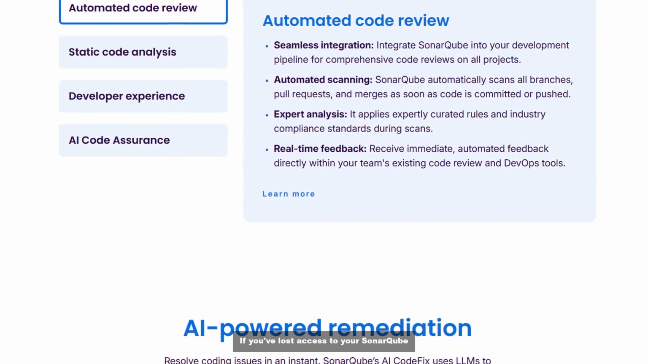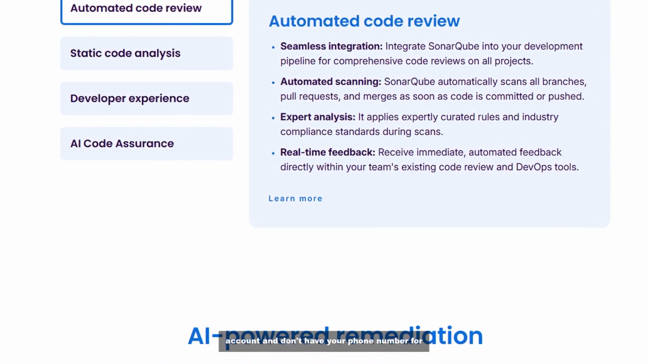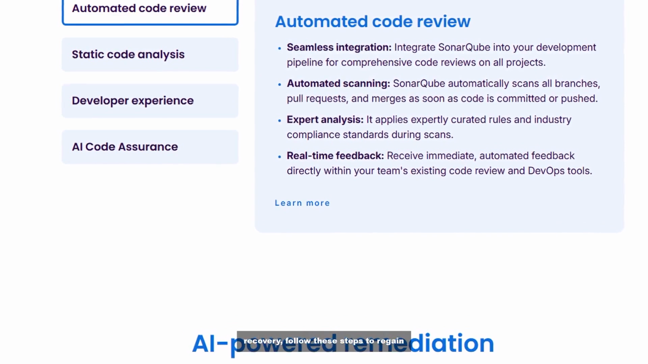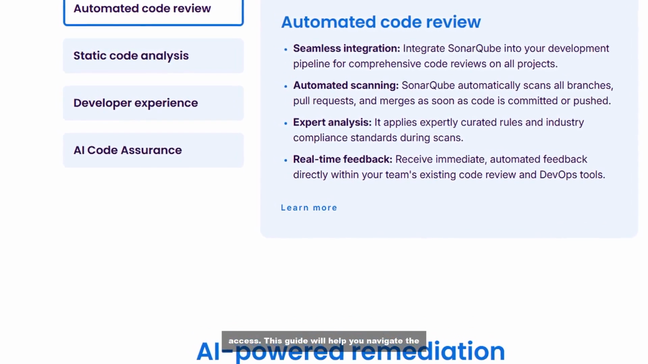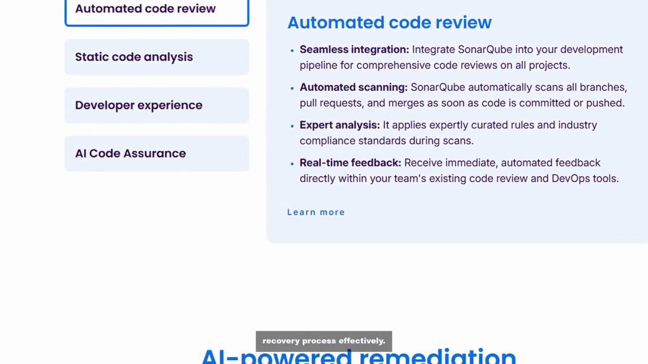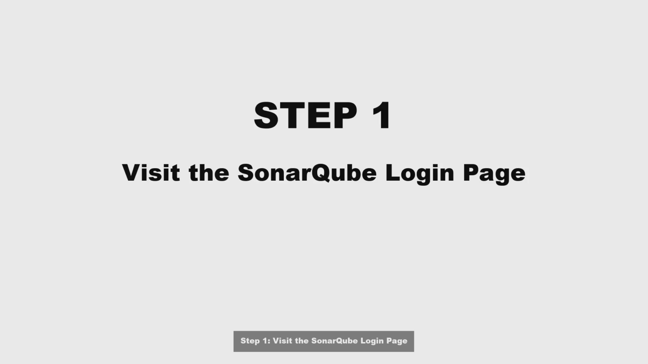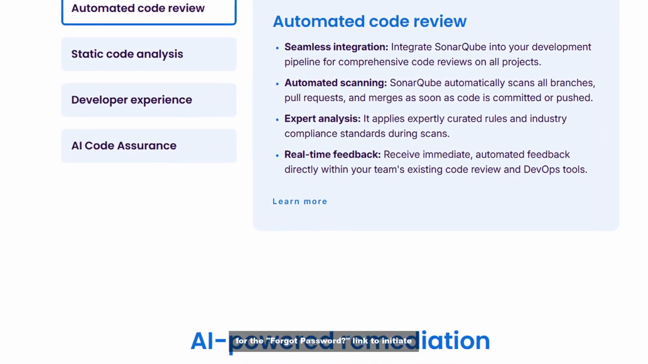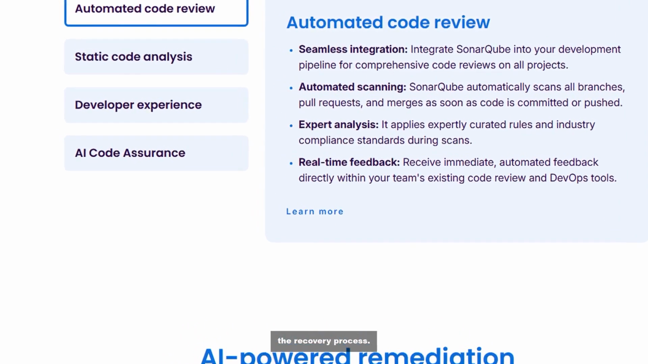If you've lost access to your SonarQube account and don't have your phone number for recovery, follow these steps to regain access. This guide will help you navigate the recovery process effectively. Step 1. Visit the SonarQube login page. Go to the official SonarQube login page. Look for the Forgot Password link to initiate the recovery process.